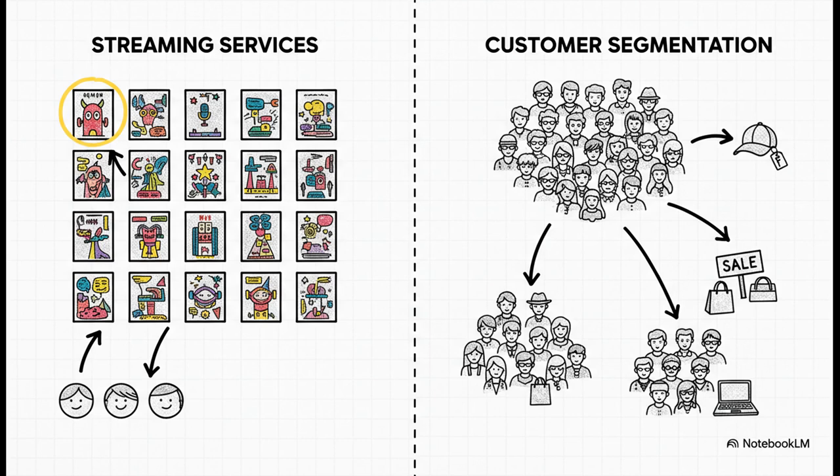When your favorite streaming service says, "Hey, we think you'll like this show," how does it know? Well, it's an unsupervised algorithm that has put you in a cluster with millions of other people who watch the same kinds of things you do. It found a hidden pattern in our collective viewing habits.